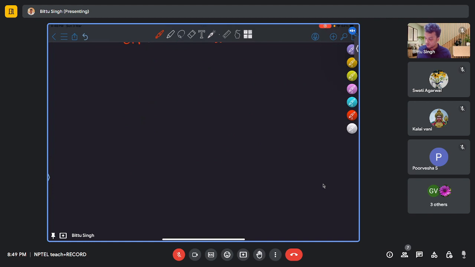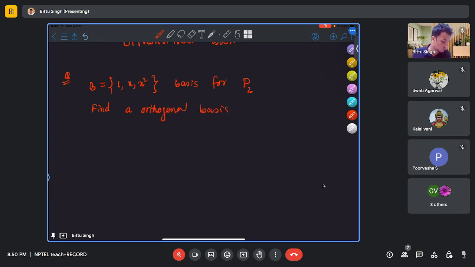Let us do an example, then it will be easier. Given 1, x, x square. Instead of x cube, let us reduce it, otherwise it will be much longer. This is a basis for polynomials of degree up to 2, which we denote P2. This is a given basis. Now, find an orthogonal basis for P2.